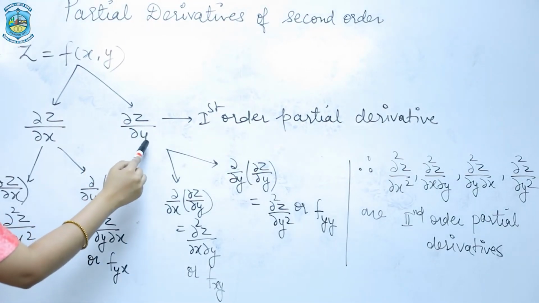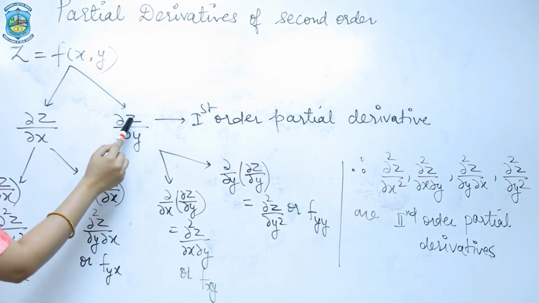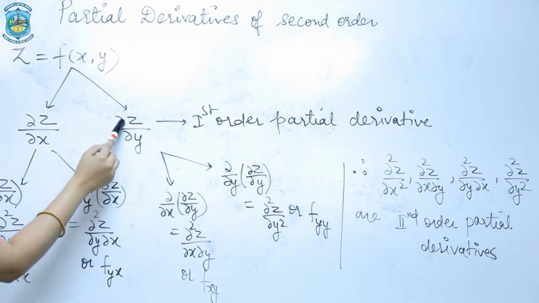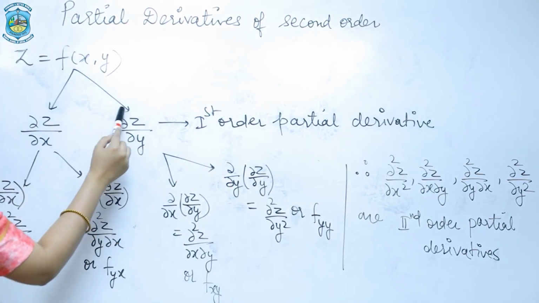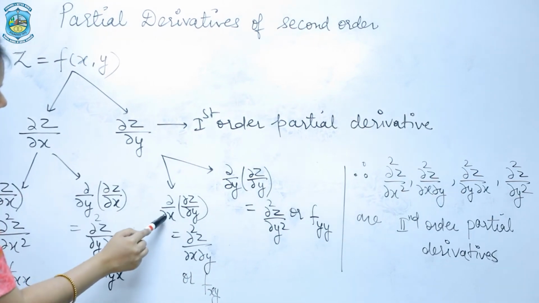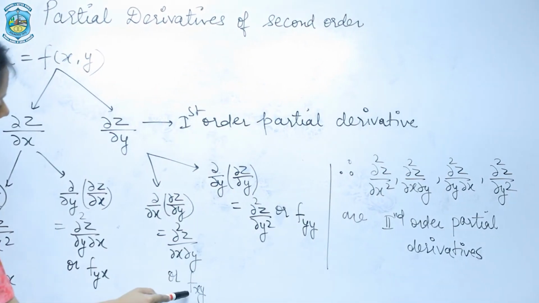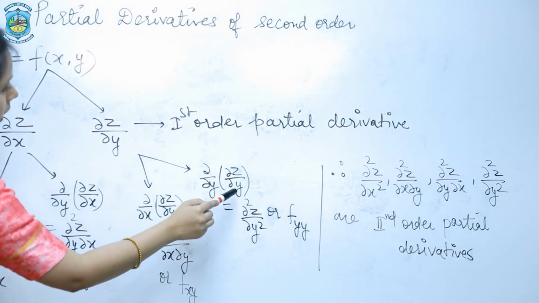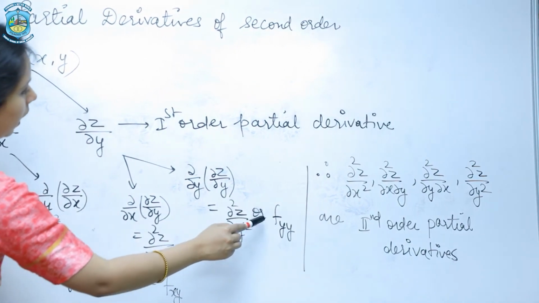Now, ∂z/∂y, this derivative is also a function of x and y, hence these functions will have derivatives. So, differentiating ∂z/∂y, we get ∂²z/∂x∂y. Once we differentiate it with respect to y, then we differentiate it with respect to x, which is also denoted as fxy. Next, ∂/∂y of ∂z/∂y would become ∂²z/∂y², which is also denoted by fyy.